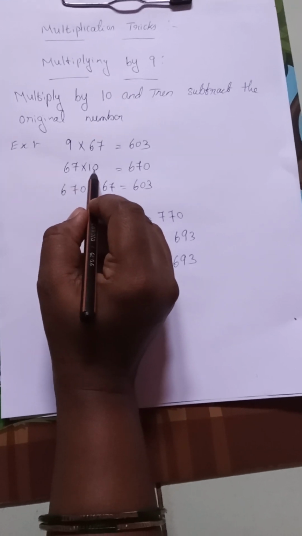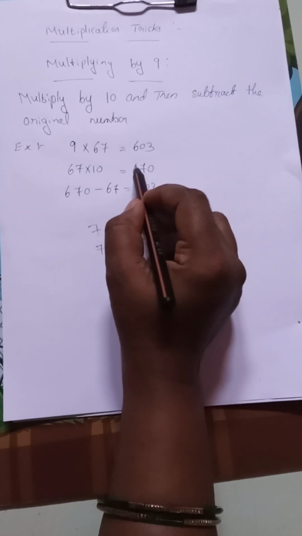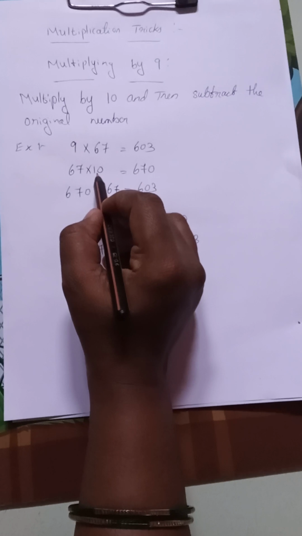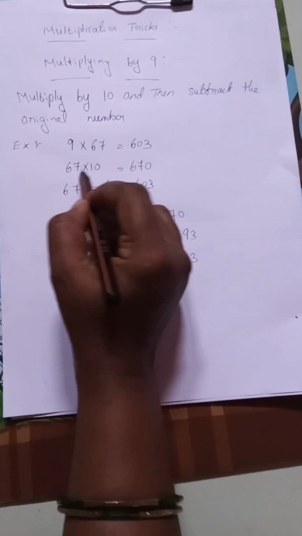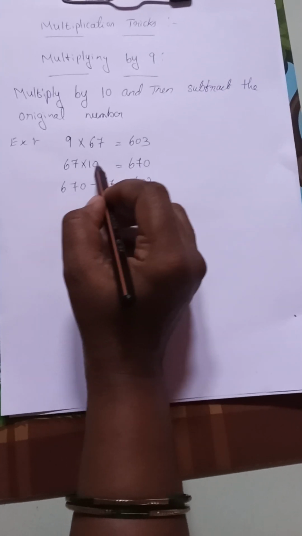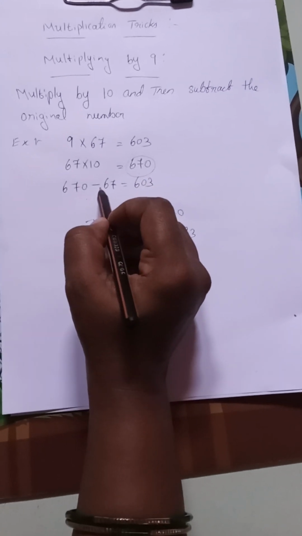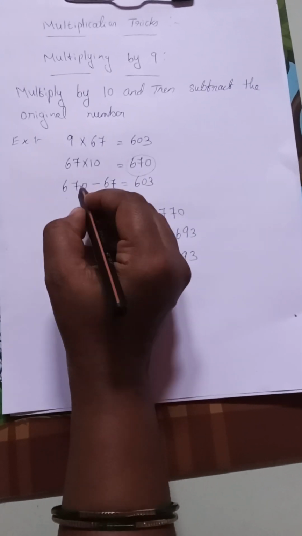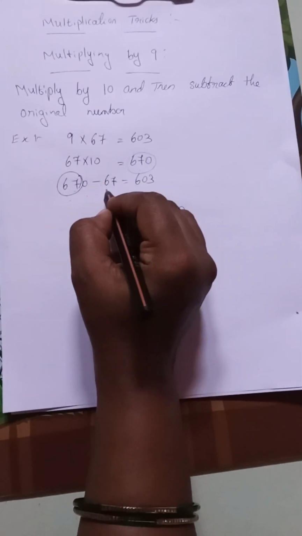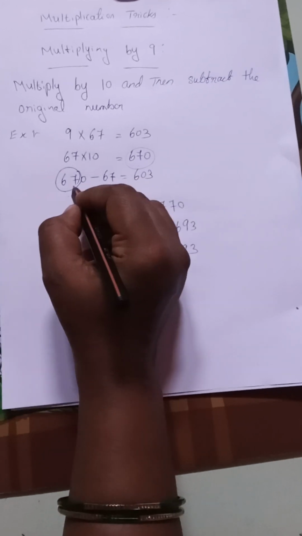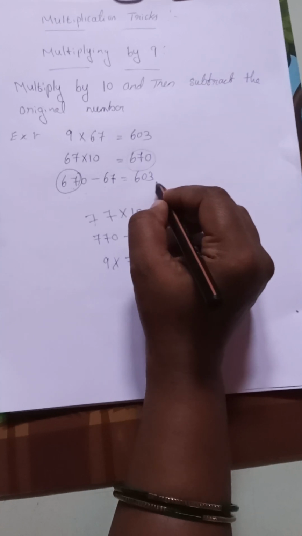67 multiplied by 10, 67 tens are 670. You all know what answer you will get if you multiply by 10. So you'll get 670. Here the simple trick is you need to add only a 0, right? 67 with a 0. So 67 tens are 670. Then after you get this answer 670, you need to subtract the original number. What is the original number? 67. So from 670 you need to subtract the 67, and you will get the answer 603, right?